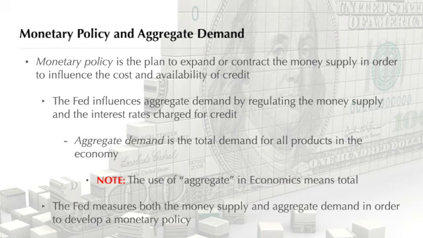Aggregate demand is the total demand for all products in the economy. As you also know, demand requires that consumers be willing and able to buy a product. Aggregate demand has the same requirements, but reflects demand for all goods and services in the U.S. economy rather than for a particular product. The Fed measures both the money supply and aggregate demand in order to develop a monetary policy. Based on the amount of money and the spending habits of people across the United States, the Fed adopts either an easy money policy or a tight money policy.